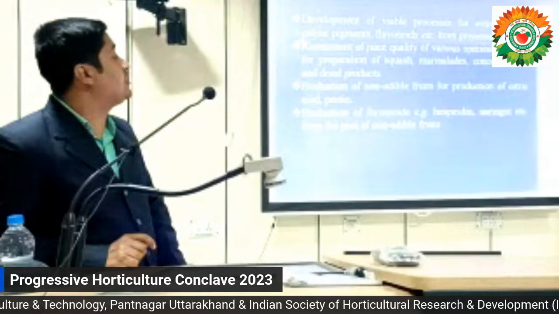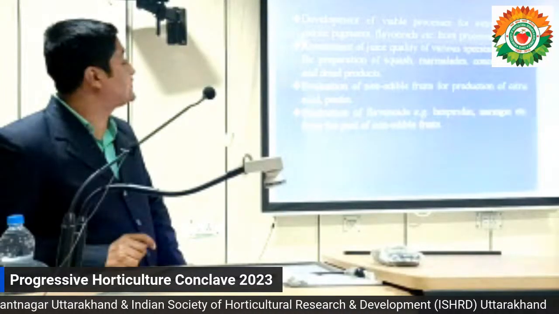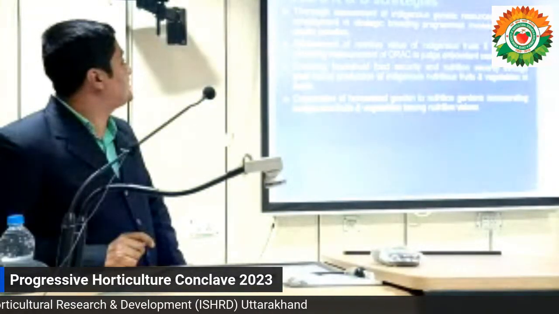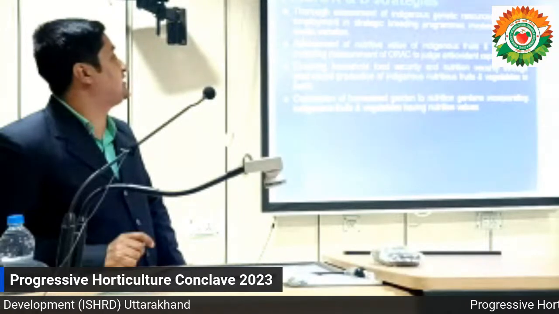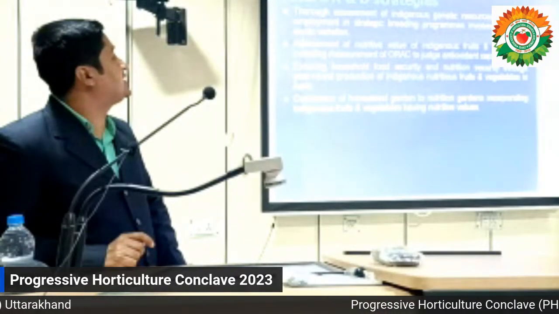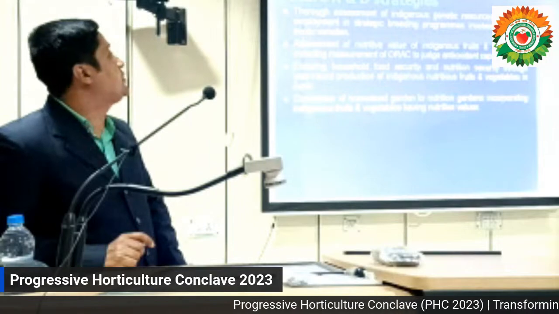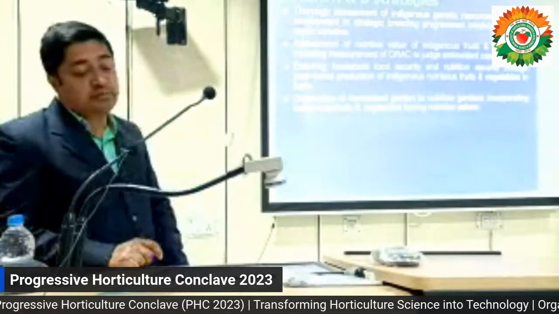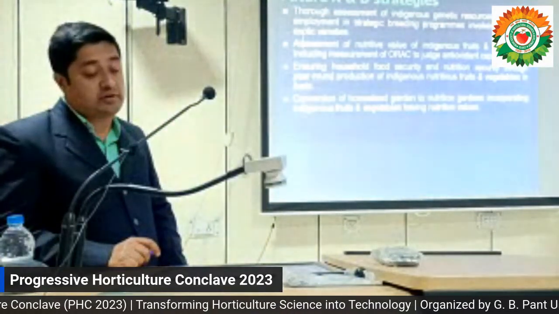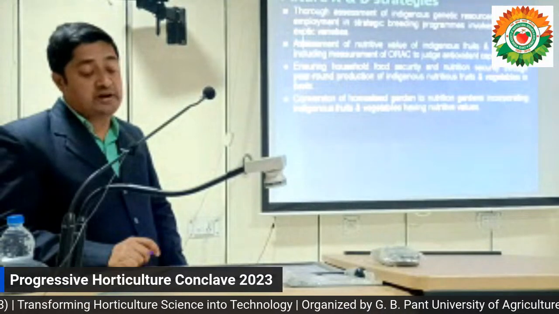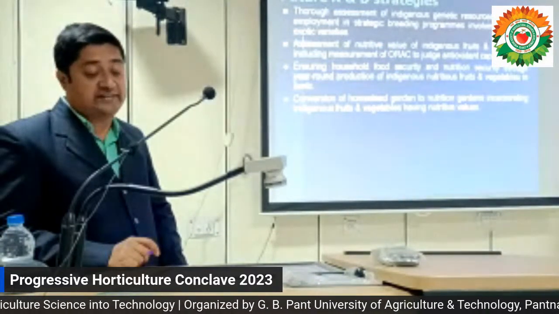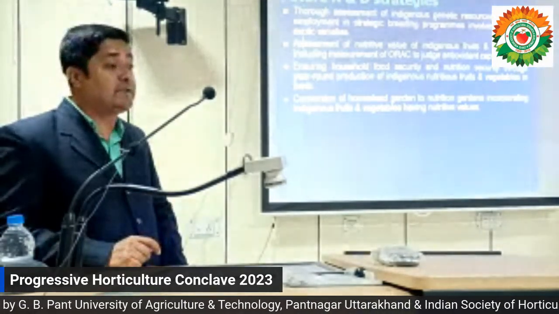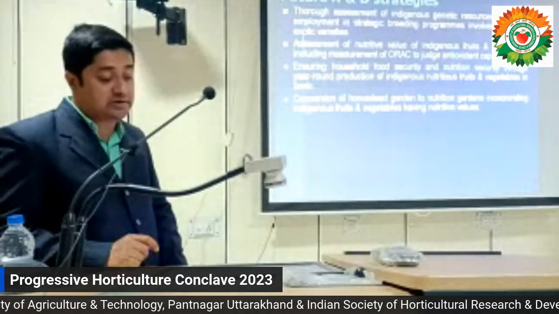And production of flavonoids can also be carried out from the different fruits which have not been taken up in these locations. So, future R&D strategies: thorough assessment of the indigenous genetic resources and their employment in strategic breeding programs involving national and exotic varieties is of prime importance. Then assessment of the nutritive values of these fruits, including the measurement of ORAC values to judge antioxidant capacity. I am sure that all of them will definitely have different important properties.